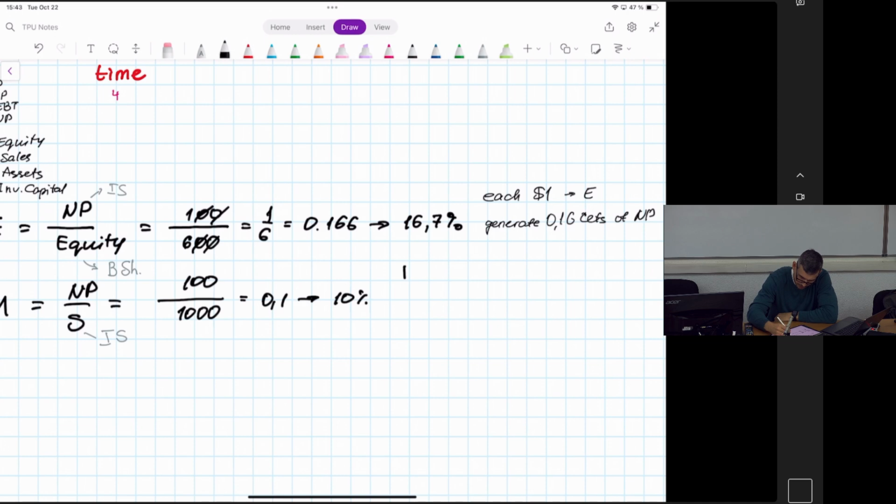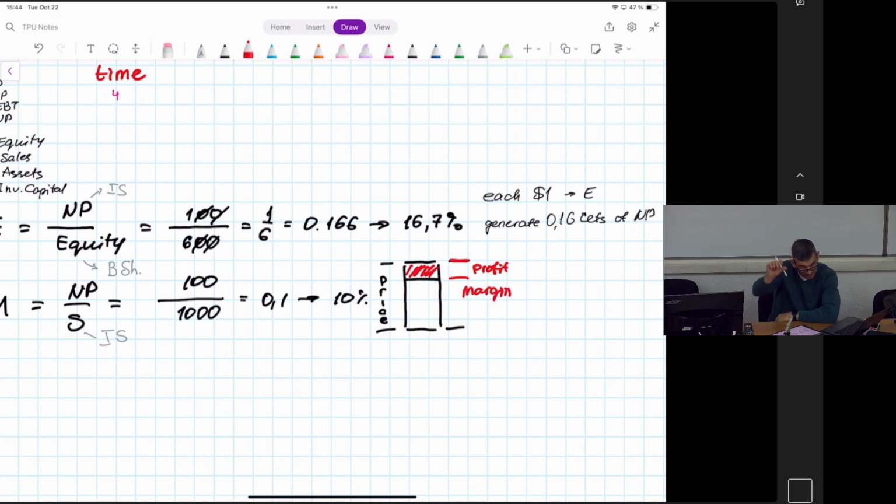Okay, so this picture: this is the price. Let's say this is the price. No, like this. This is the price. And this is your profit. Okay? So that's why it's called profit margin. Because it's like on top. Profit margin.